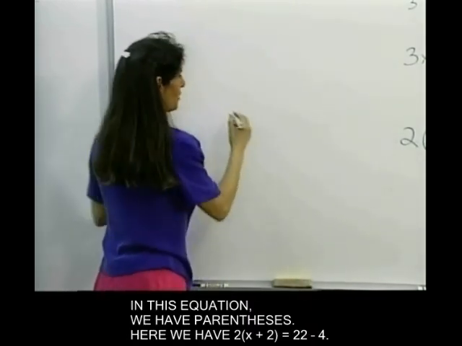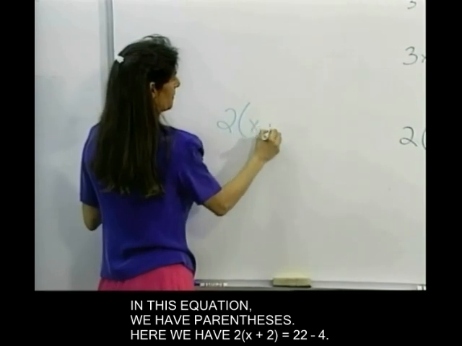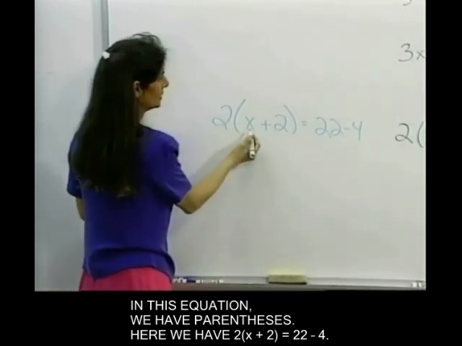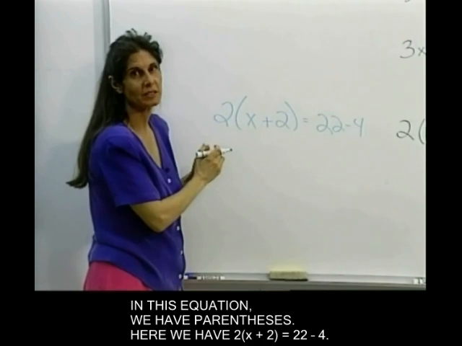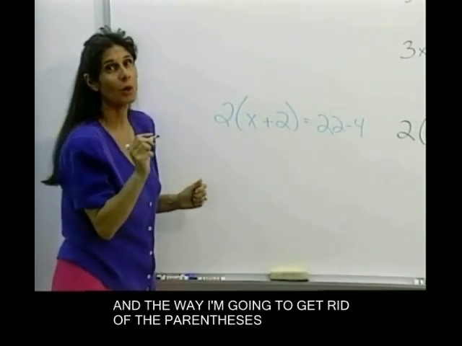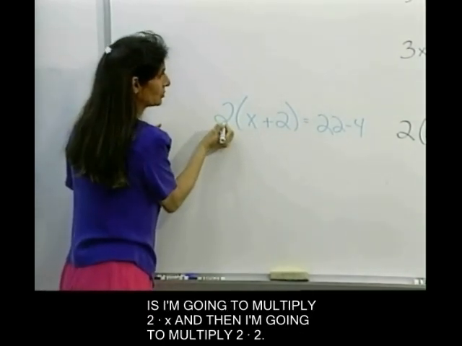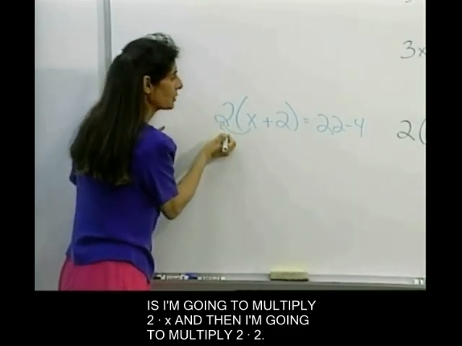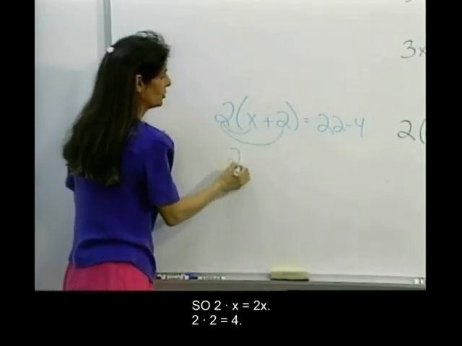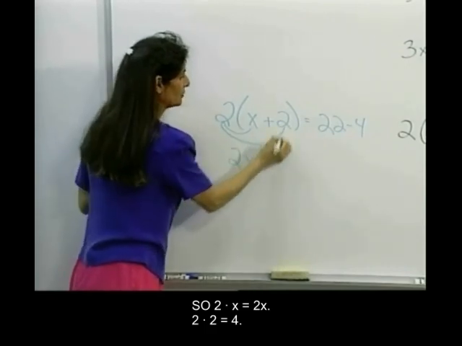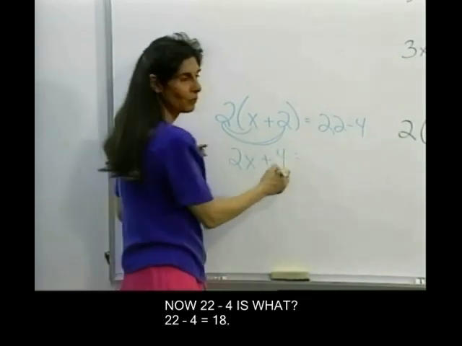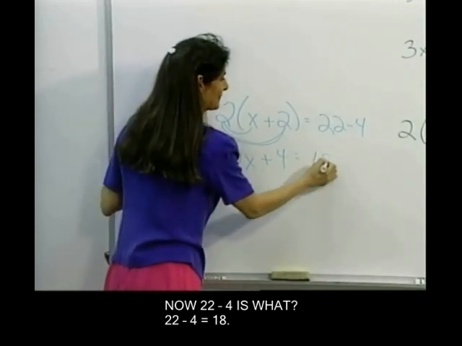In this equation, we have a parentheses. Here we have 2 times x plus 2 equals 22 minus 4. Now, I want to get rid of this parentheses. And the way I'm going to get rid of the parentheses is I'm going to multiply 2 times x, and then I'm going to multiply 2 times 2. So 2 times x is 2x. 2 times 2 is 4. Now 22 minus 4 is what? 22 minus 4 is 18.